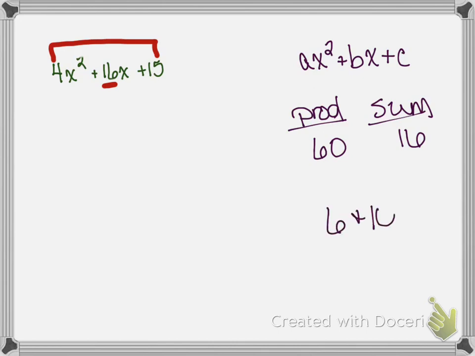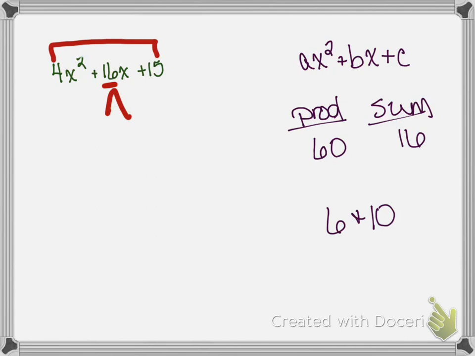Now, this is where students get confused, and if you make it to this step, you're done. You're good. You're going to slide on through to the end. Because I have a number in front of my x squared, my answer is not x plus 6 and x plus 10. That's where students make mistakes.